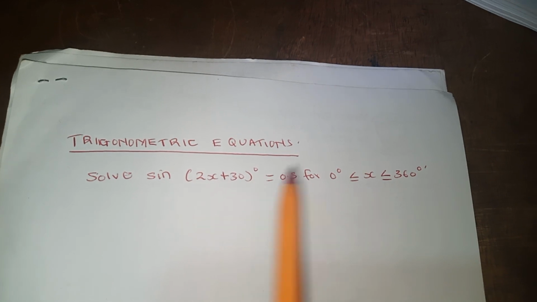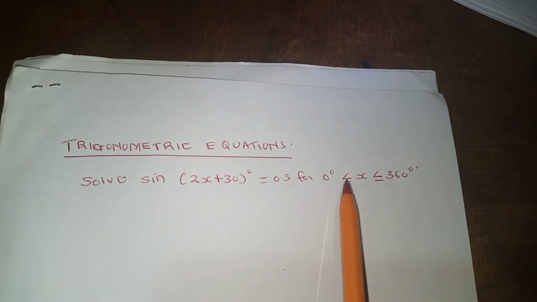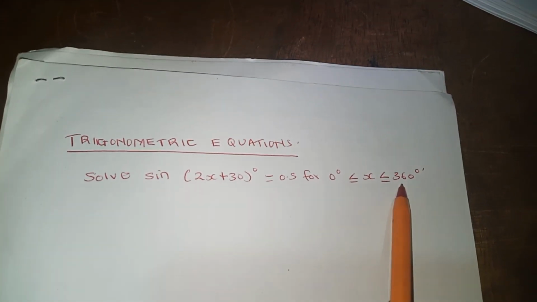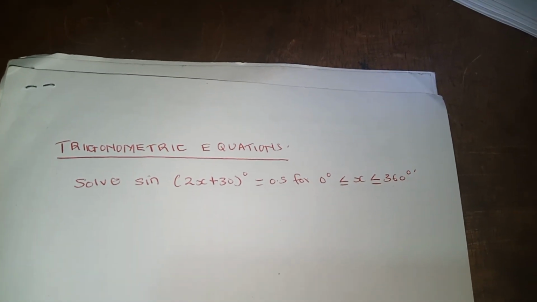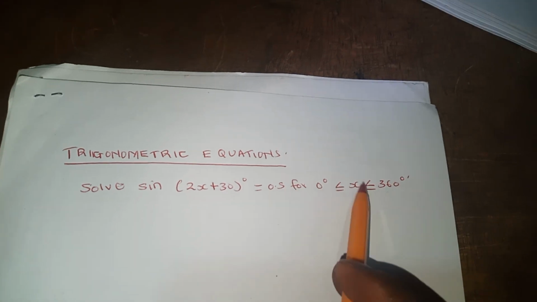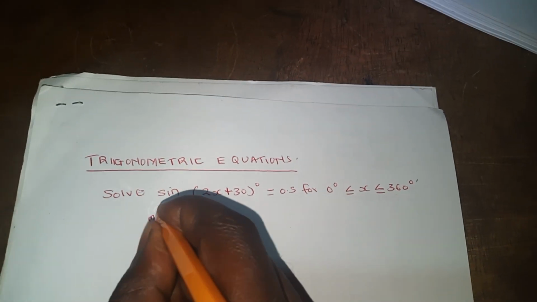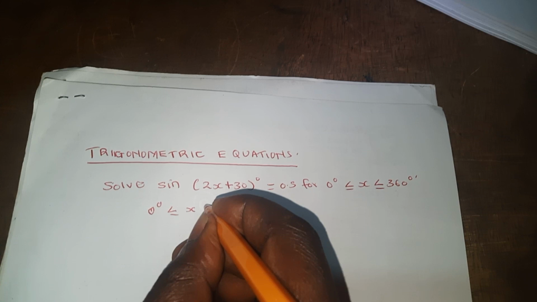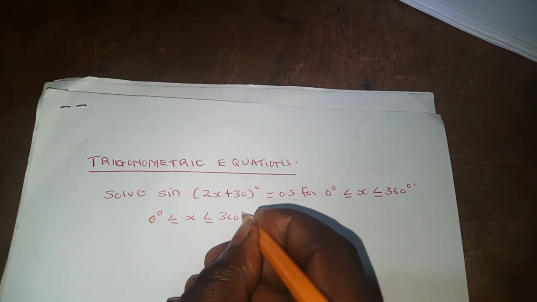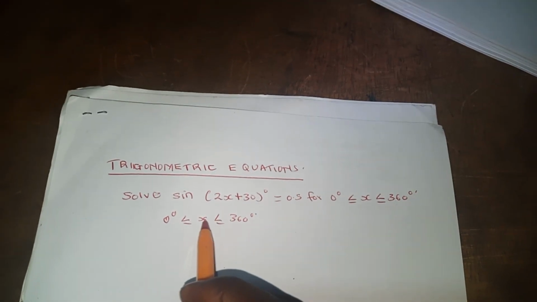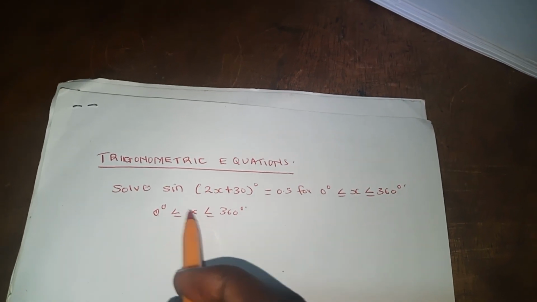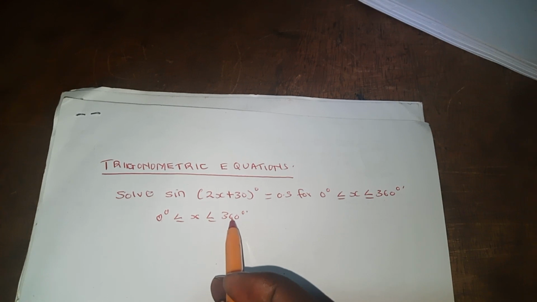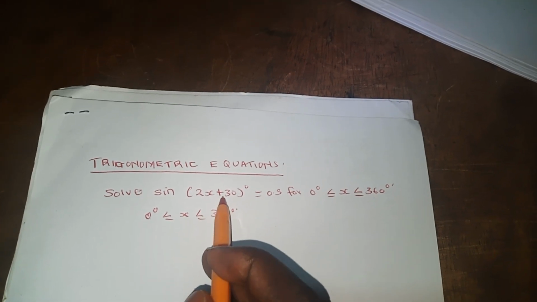Then number two, the range of the angles. The angles should range from 0 up to 360 degrees. If I'm the one solving this question, I'll focus first of all on the range. The range is from 0 degrees to 360 degrees. So we consider when x is 0 degrees and when x is 360 degrees, using this equation here.